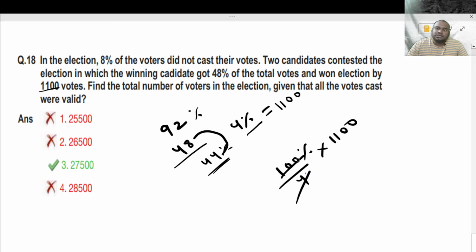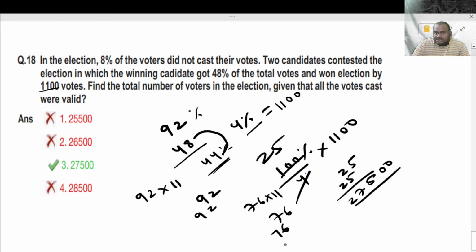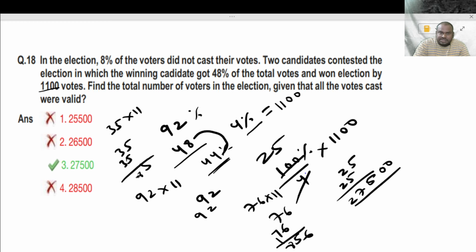Okay. 4 ones are 4, 25 into 11. Suppose 25 into 11 is nothing but 25, right? 25 like that. Again 25 like this. 5, 7, 2. Put two zeros here. Remember, if you are multiplying any number with 11, suppose 92 into 11, just write 92 two times like this. Suppose if you are multiplying 76 with 11, just write 76 two times. Add. Like that, everywhere. Suppose if you are multiplying 35 with 11, 35, 35. Write two times side by side. Right? So it will be like that. So 27,500 is the answer.